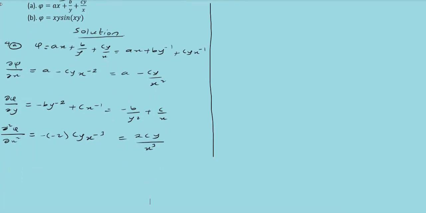We are left with two things to find: this square phi over the y square. Now differentiate this side the second time as well with respect to y. This will also become minus 2b y raised to the power of minus 3. So the answer is 2b all over y raised to the power 3.